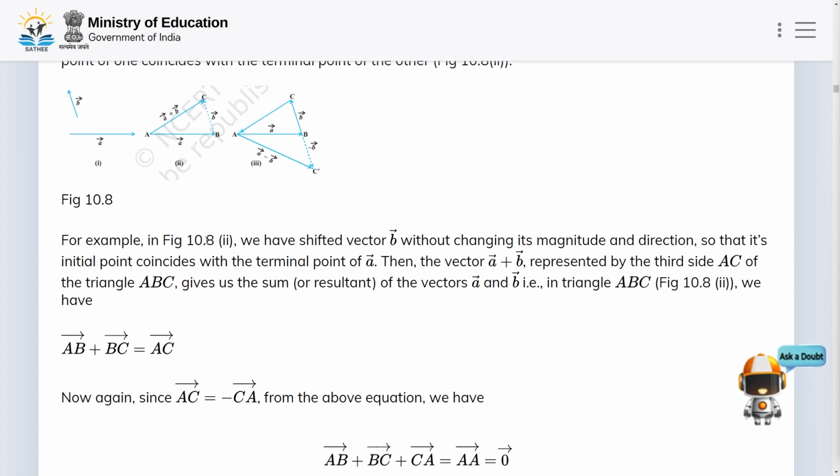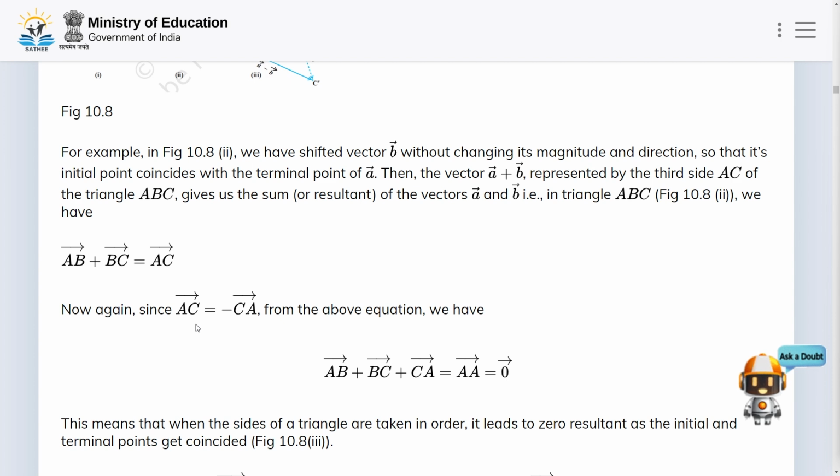So we have already seen that in this second figure we have shifted B vector without changing its magnitude and direction, so that its initial point coincides with the terminal point of A. Then if you add the vectors A and B, the sum will be represented by the third side AC of the triangle ABC, which gives us the sum, or you can say the resultant, of the vectors A and B. That is, in triangle ABC we have vector AB plus vector BC is equal to AC, as you can follow this.